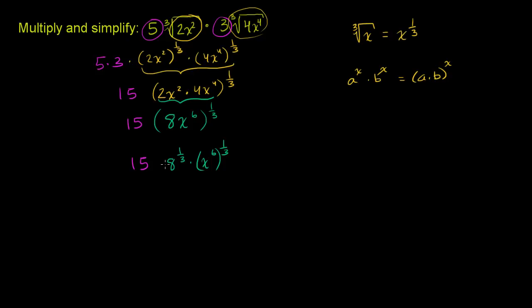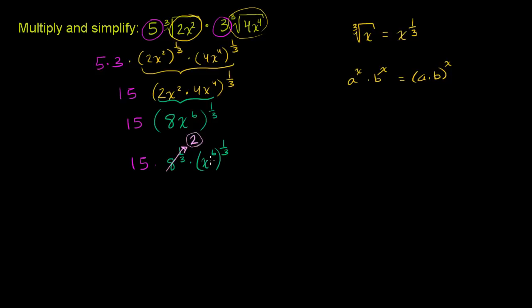And so 8 to the 1/3 power, that's the same thing as the cube root of 8. You might recognize that 8 is 2 times 2 times 2. So 8 to the 1/3 power is 2. 8 is 2 to the third, so 2 to the third to the 1/3 is 2 to the first. 2 times 2 times 2 is 8.